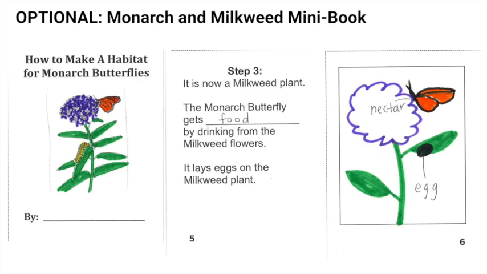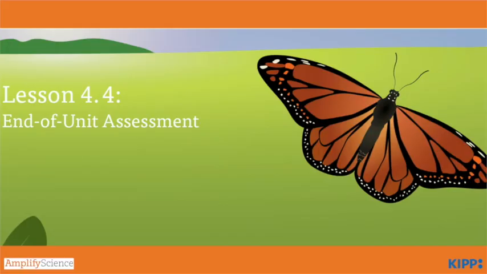Note that at the end of this unit is an optional Monarch and Milkweed mini book. This is a great opportunity for students to summarize their learning by filling in sentence stems and coloring and drawing pictures of a book that they will then share with the students of Mariposa Grove about how to make a habitat for monarch butterflies. On to the end of the unit assessment.